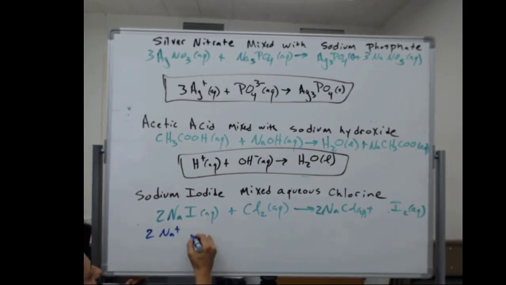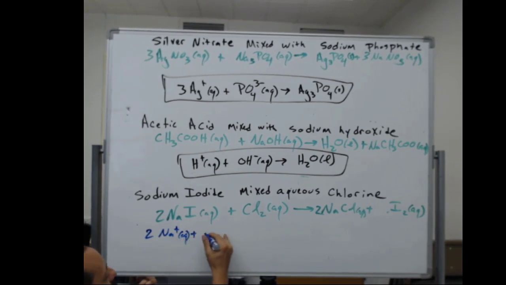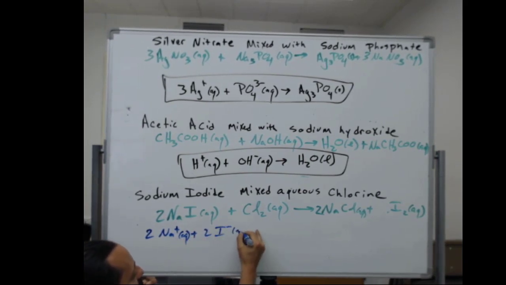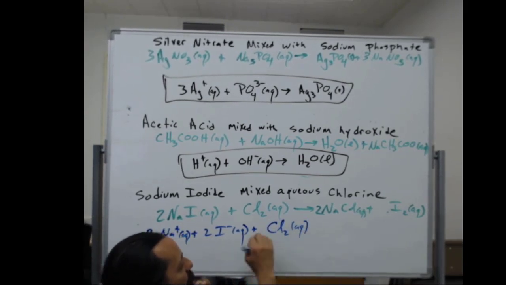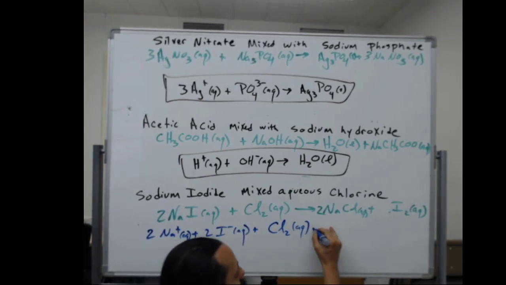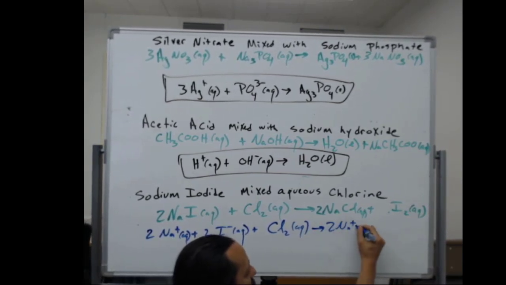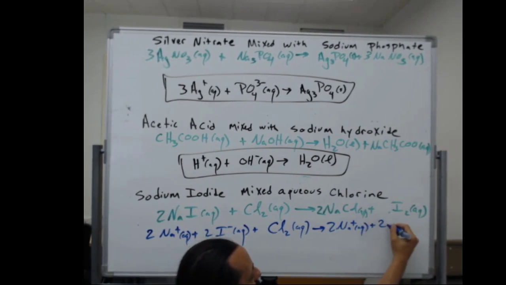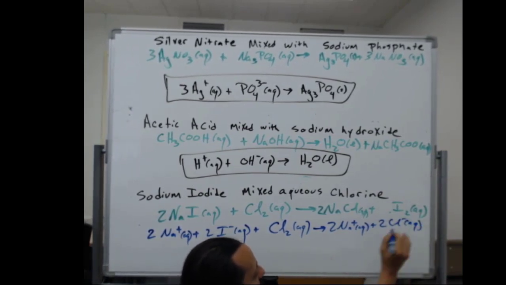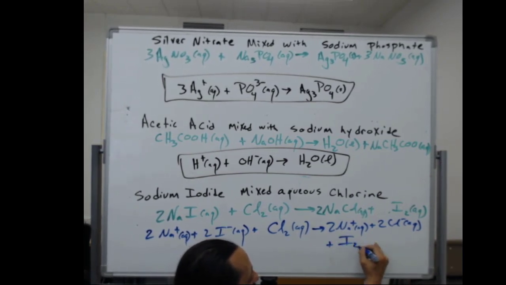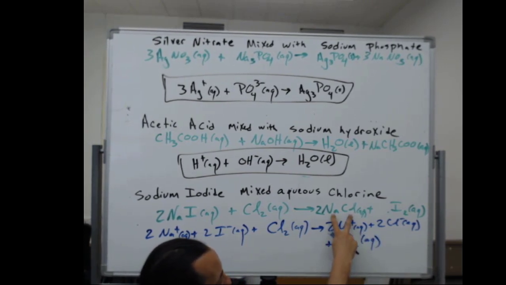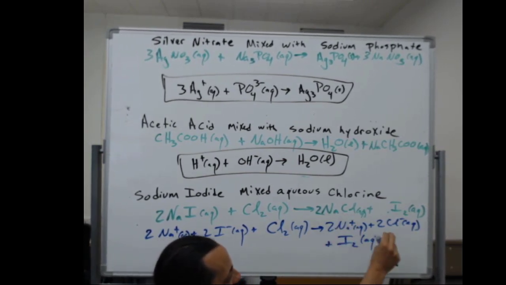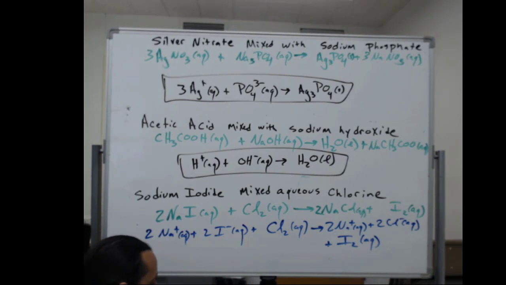2 Na plus, aqueous, plus 2 I minus, aqueous, plus Cl2 aqueous. Covalent bonds don't break. Goes to 2 Na plus, aqueous, plus 2 Cl minus, aqueous, plus I2 aqueous. Ionic bonds break apart. I've got 2 sodium chlorides. That's going to break apart into 2 sodiums and 2 chlorides. I2, covalent bond, does not break.